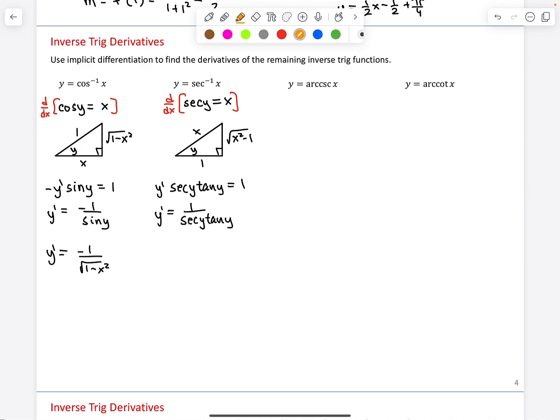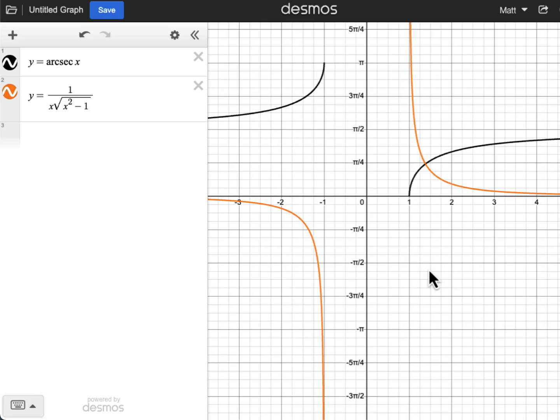Well, using our reference triangle, the secant of y is just hypotenuse over adjacent, so just x, and the tangent of y is opposite over adjacent. So we get y prime must be equal to 1 over secant of y is just x, and tangent of y is just the square root of x squared minus 1. Now, using technology, the graph of arc secant is given in black, and the graph of the derivative as I found it is given in orange.